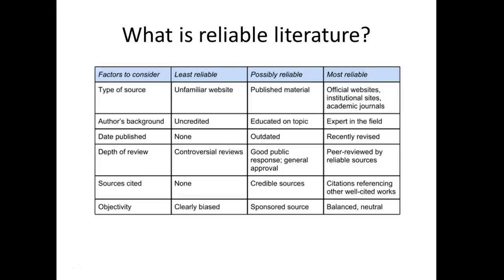And then you want to look for what's reliable. This is a really good chart here because it shows you an unfamiliar website not very reliable, whereas you've got academic journals which are the most reliable. If you look at an author's background, somebody who's an expert in the field is far more reliable than just some person off the street. If you've got an article that has no sources, not very reliable, whereas one that's got very good citations is going to be very reliable. So you want to look at those things when you're looking at your articles. That's what you're looking for as you're doing your literature review.